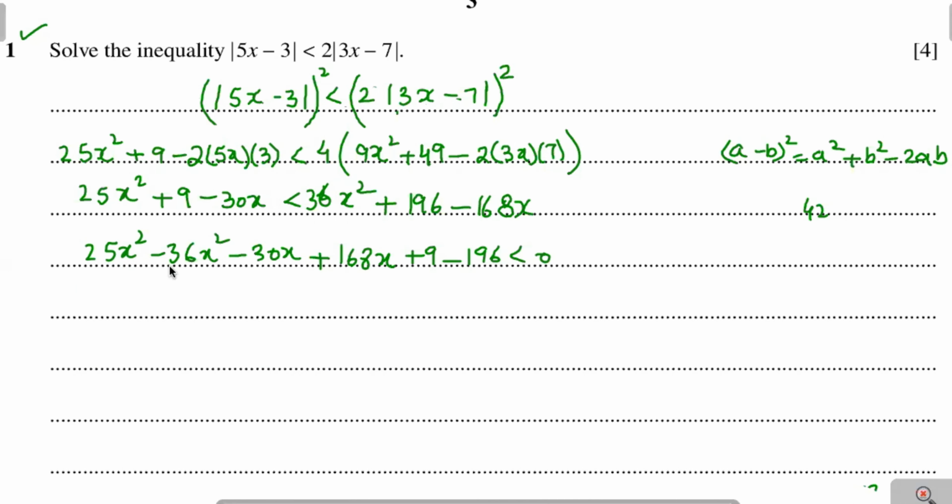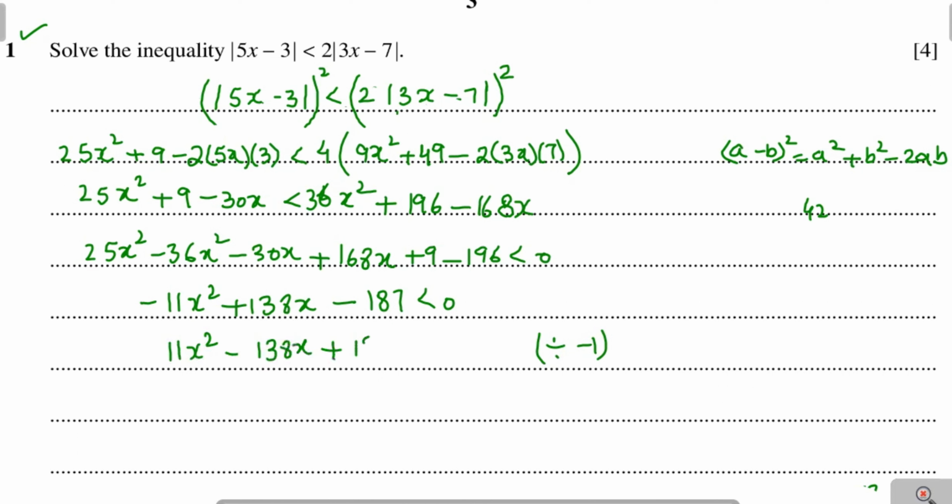Now we simplify it. 25 minus 36x squared becomes minus 11x squared, and minus 30 plus 168 is plus 138x, plus 9 minus 196. That value becomes 187, less than 0. We divide this by negative 1. Divided by negative 1, that inequality becomes 11x squared minus 138x plus 187, and the direction of the inequality will be changed, because when we divide an inequality by a negative number, we change it from less than to greater than. Now 0 is written as it is.